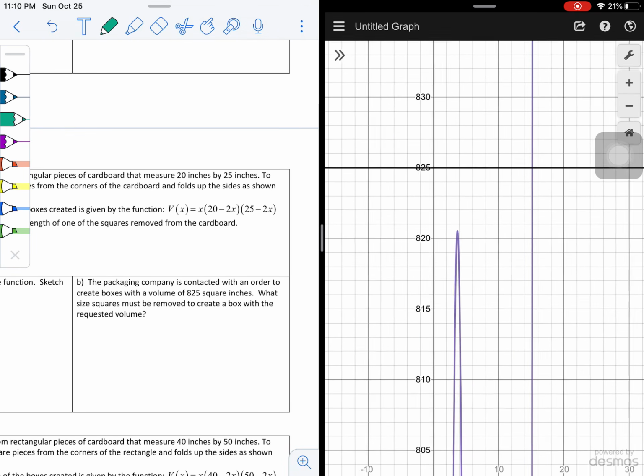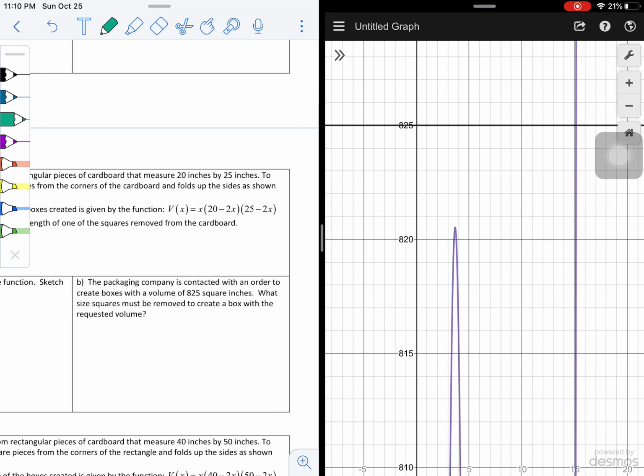Okay, coming up here. Houston, we've got a problem. We have a relative maximum here, a little bit over 820, and we're asked about 825. Now, if we come over here and figure out this point of intersection, this would require us to remove squares of 15.146 inches.